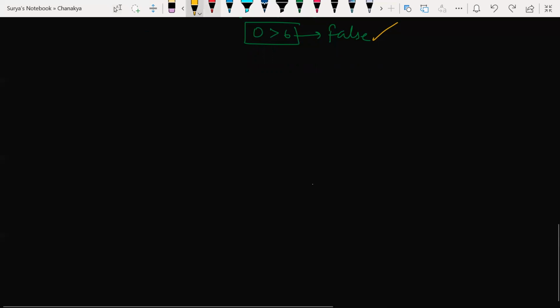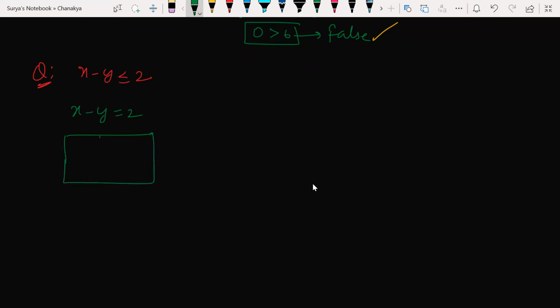Let's say one small equation: x minus y less than or equal to 2. Now which inequality do we have here? Less than or equal to. First of all, the first step is x minus y is equal to 2. I'll make a box. Very simple, a routine procedure for each and every inequality. First I'll take x value 0. If x is 0, y is minus 2. If y is 0, x value is 2.